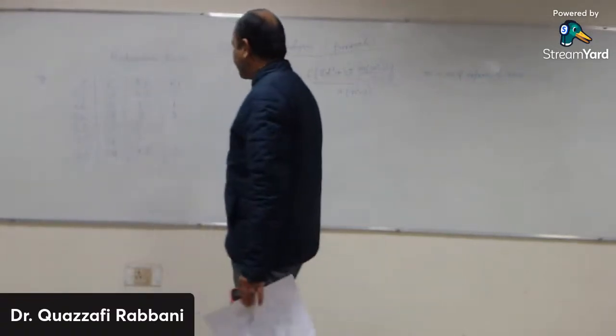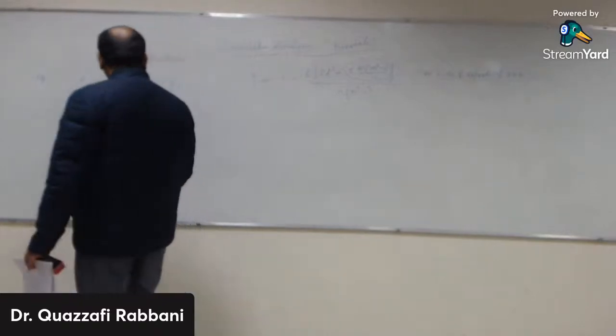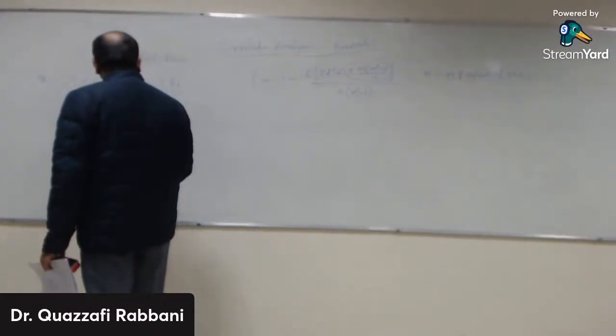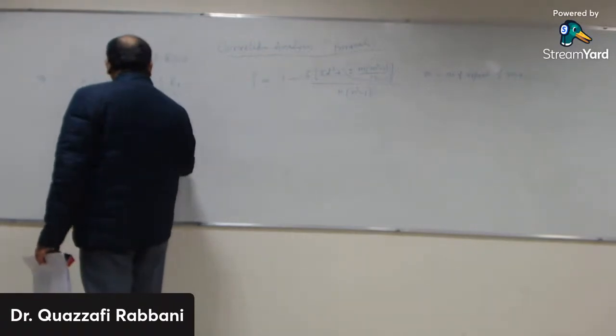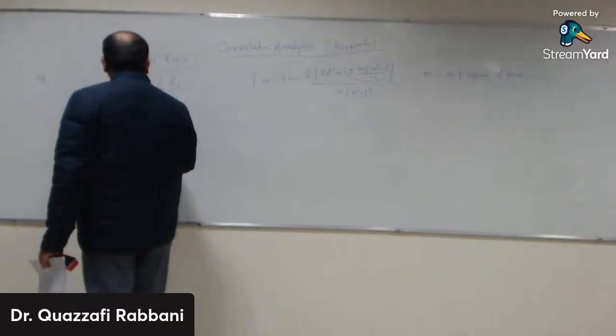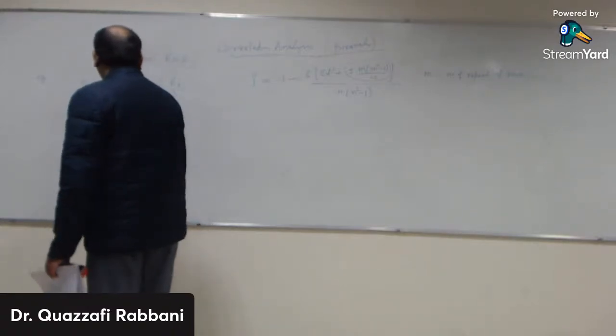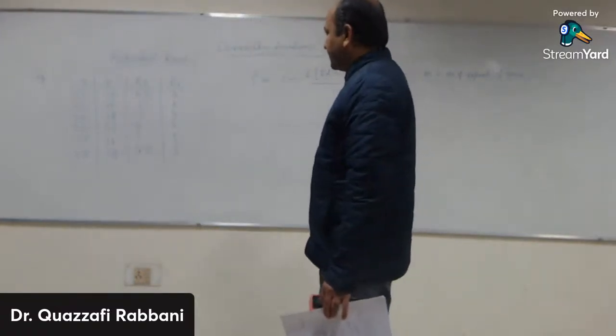So 1, 2, 3, 4 are already consumed. Now the next will be given 5. So the next value 16 will be given 5. And the last is 15, which is given 6. So this is the procedure for ranking.